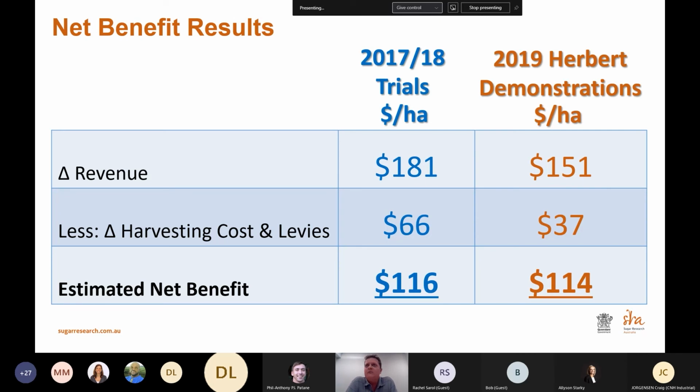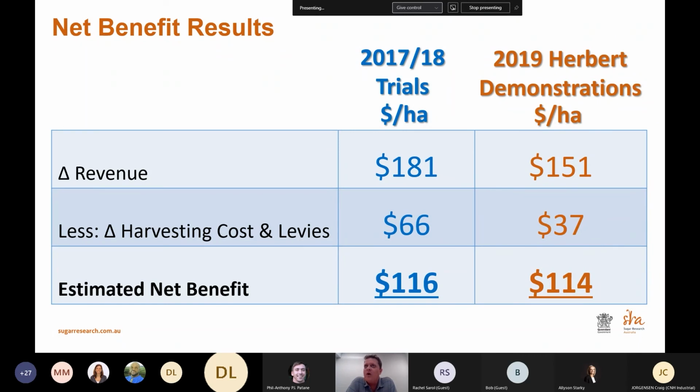This is some of the economic results coming out of the 2 sets of trials. On the left-hand side in the blue, you can see the revenue change for the trials over 2017 and 18, those 95 trials. We saw a $181 per hectare increase for the grower at a cost of $66 per hectare for the contractor and the levies. $61 of that $66 was contracting costs, so that was a $61 increase per hectare for the contractor. And what was left for the grower was $116 per hectare.